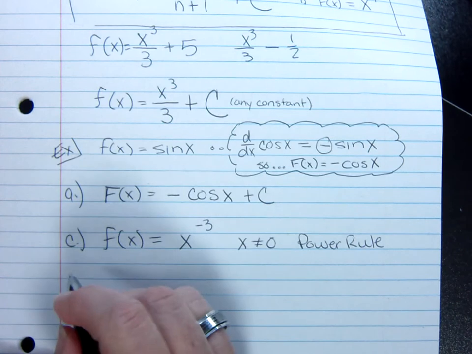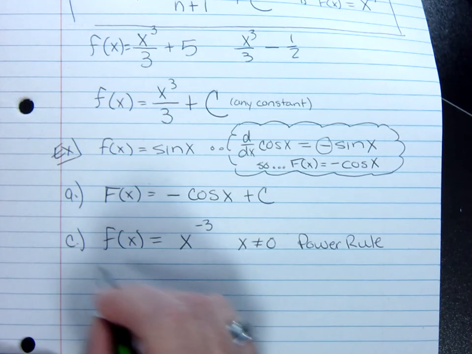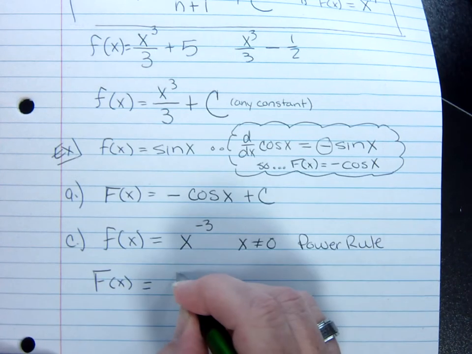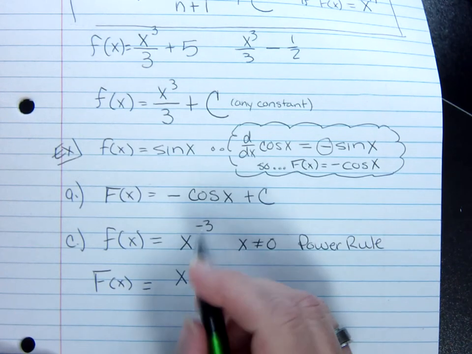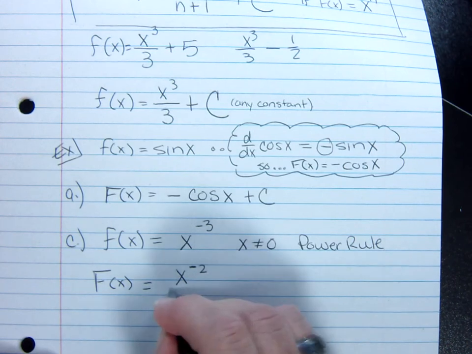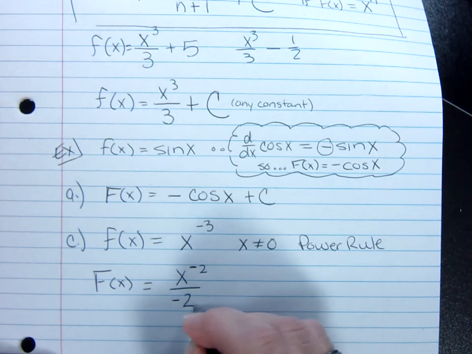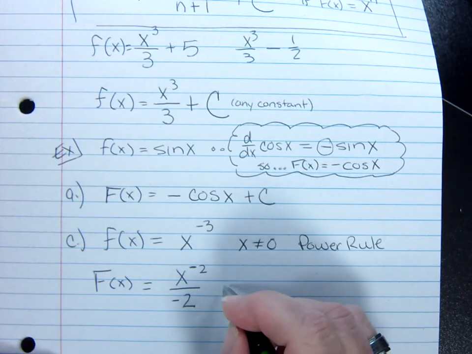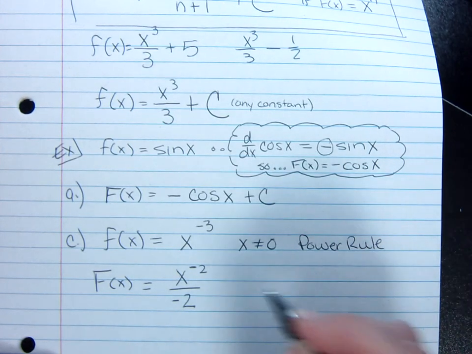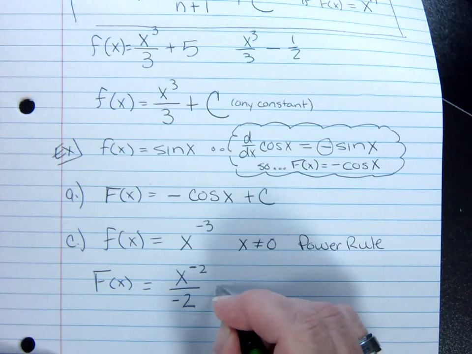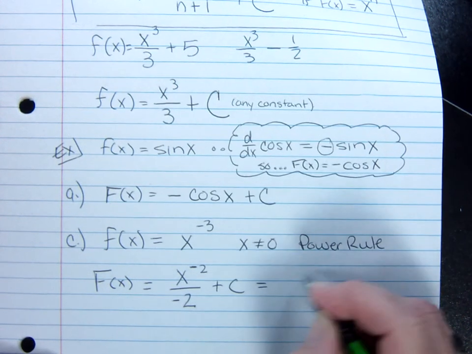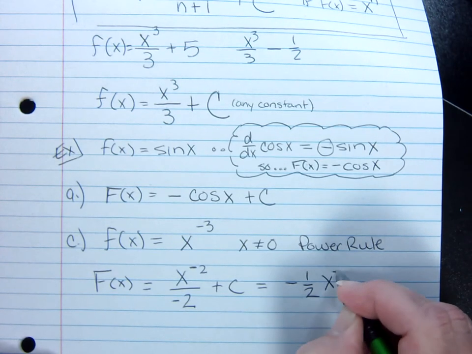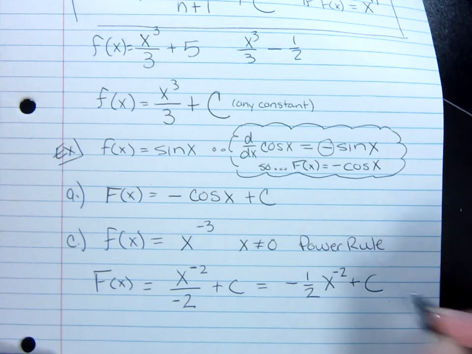So I started with little f of x. I'm going to have large f of x equals x to the, if I add 1 to this exponent, I get negative 2. Same goes on the bottom, over negative 2. And I was going to simplify that a little bit. I guess we could just write negative 1/2 x to the negative 2 plus c.